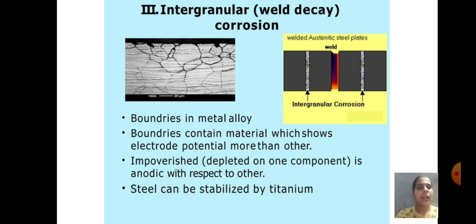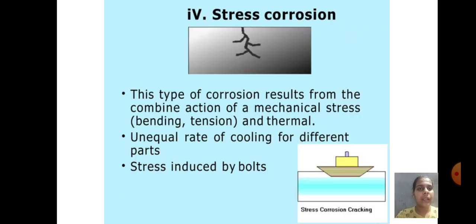Intergranular corrosion. Boundaries in a metal alloy. The material which shows electrode potential more than the other, the impoverished one, is anodic with respect to the other. Steel can be stabilized by titanium.